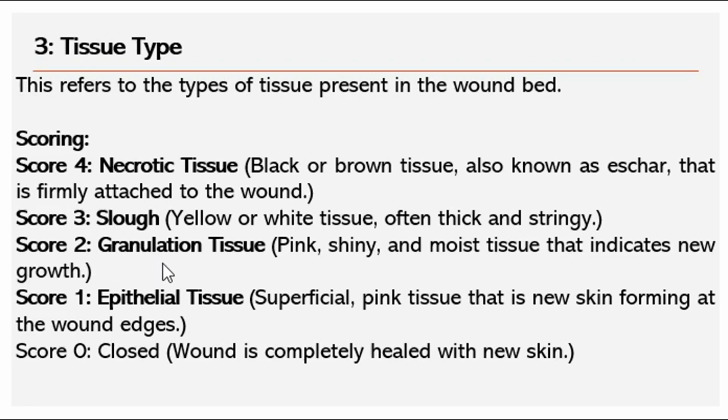Score 2 we give for granulation tissue, pink, shiny and moist tissue that indicates new growth. Slowly the growth is starting, and new skin starts coming in at the edges. Score 1 we give for epithelial tissue, superficial pink tissue, which is new skin forming at the wound edges. And score 0 is closed. The wound is completely healed and covered with new skin.